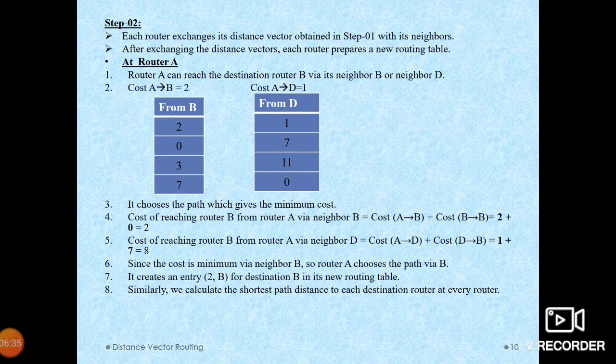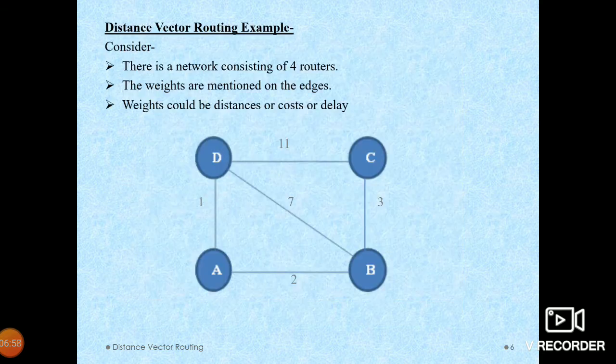In step 2, each router exchanges its distance vector obtained in step 1 with its neighbor. So here router A can reach its destination B directly, or via its neighbor D. Let us have a look at this diagram. Here A can reach B directly with the cost of 2, and also A can reach B through D, that is A to D is 1 and D to B is 7.